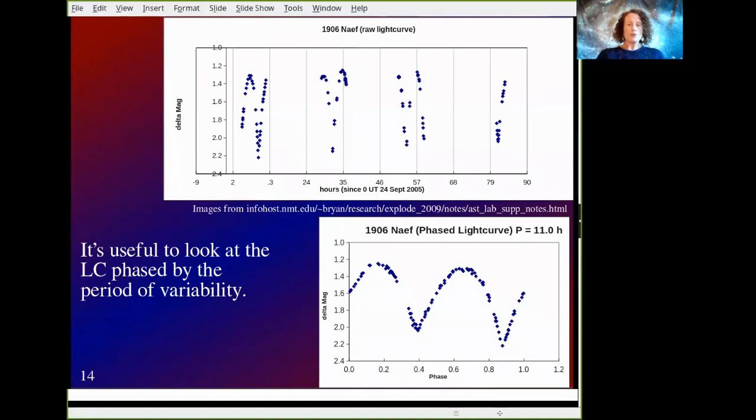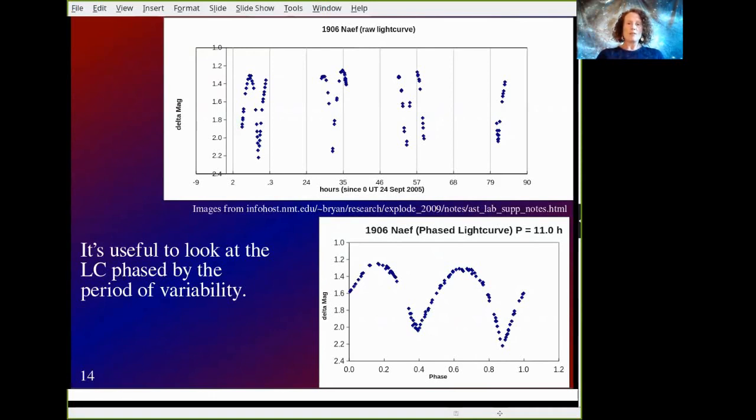It's useful to look at the light curve phased by the period of variability. Some of the previous light curves we looked at were what I would call the raw light curve, or the unphased light curve, where the x-axis is just time with no modification. And some of the light curves we were looking at previously were what I would call phased light curves. So they've been phased over the period of the asteroid.